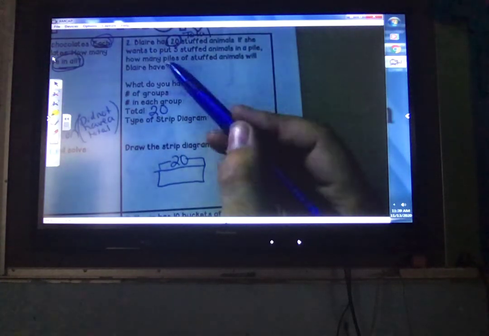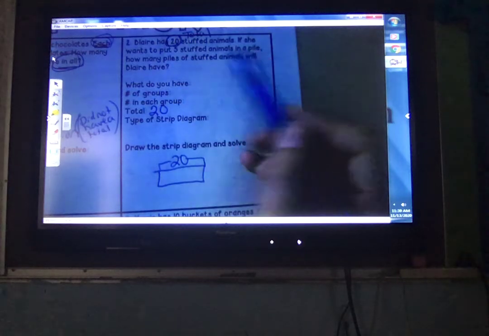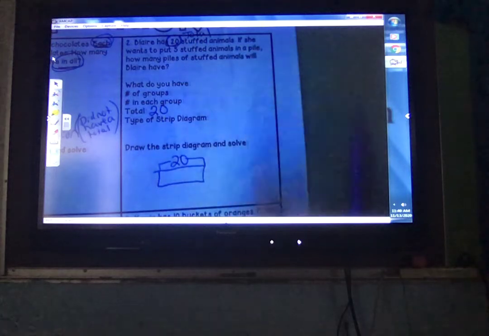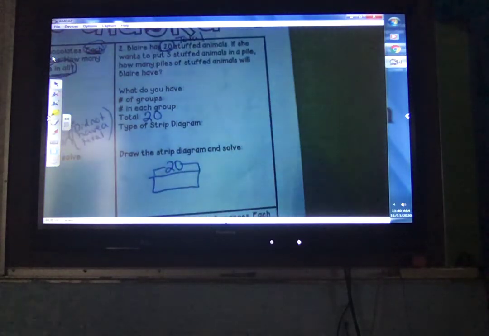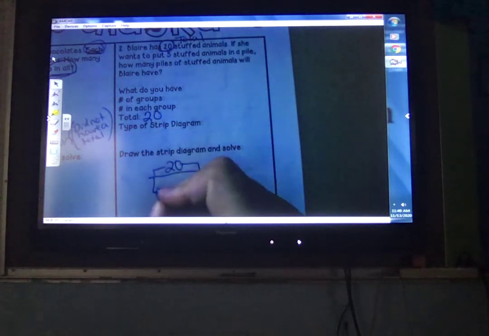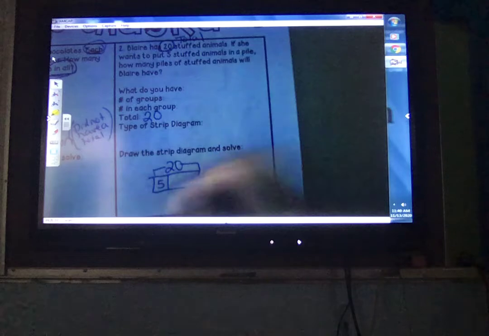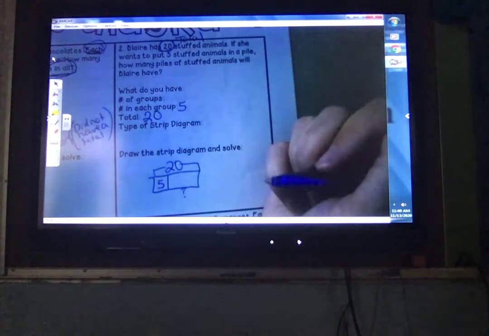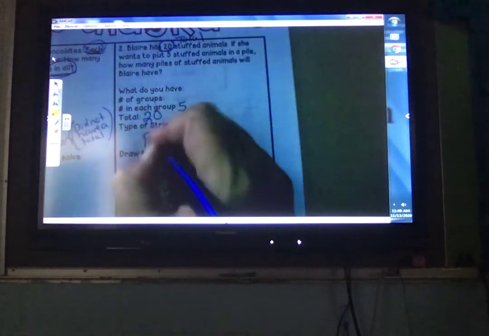If she wants to put 5 stuffed animals in a pile, how many piles of stuffed animals will she have? It's not asking for a total, is it? We already know she's got 20 stuffed animals. It's wanting us to put 5 in one group. So I know one box has got to have 5. What I don't know is how many boxes I'm going to need. How many 5s? I know to put 5 in a group. I don't know how many groups I need. So this is a division box.